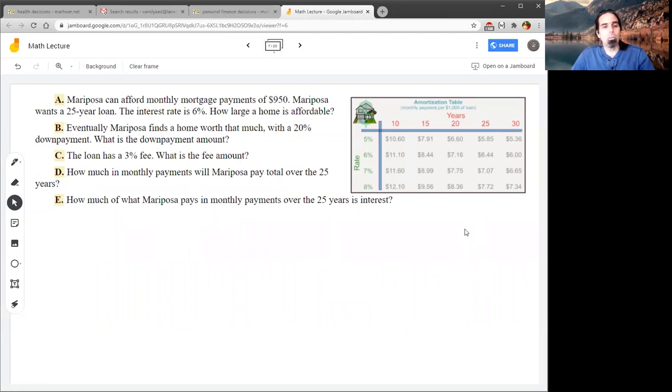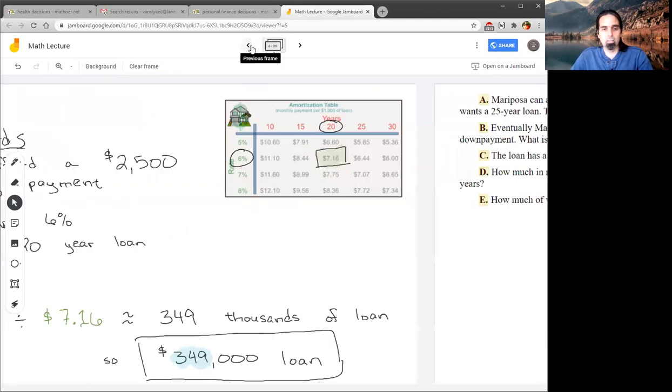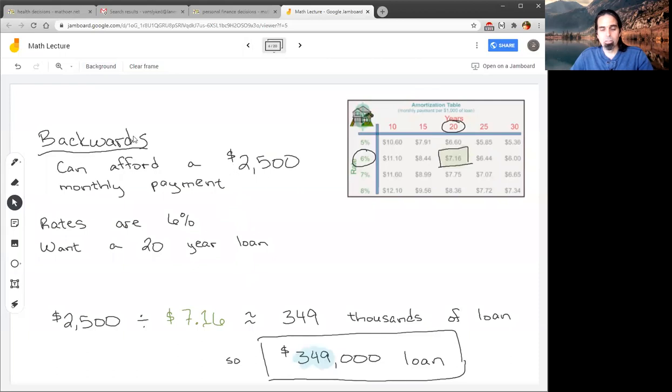Mariposa can afford a monthly mortgage payment of $950. She wants a 25-year loan. The interest rate is 6%. How large a home is affordable for her? So this is exactly the same as what we just did. We're doing the table backwards. We're starting with a payment and finding a loan size.